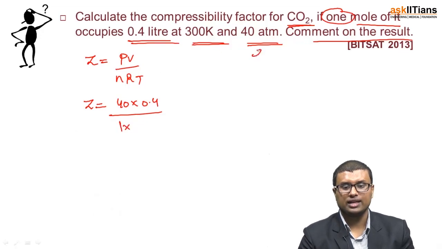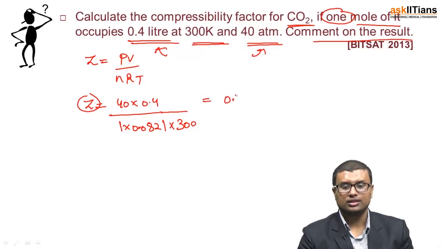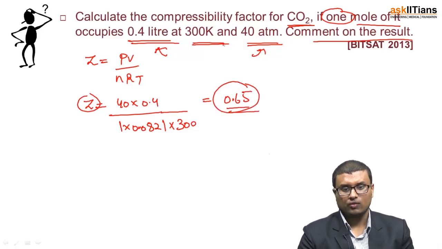Once your pressure is in atm and your volume is in liter, you already know that the R value should be taken as 0.0821, into temperature, which is 300 Kelvin. So your Z value comes out to be nearly 0.65. Right, the first part is over. The compressibility factor is calculated. So here Z value is less than 1.